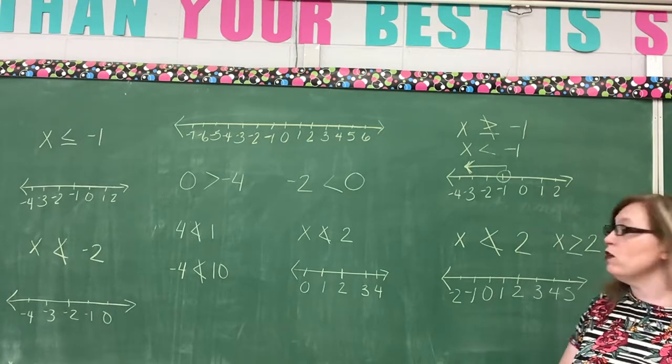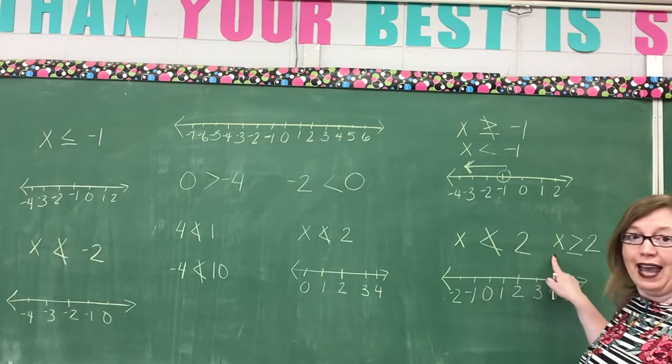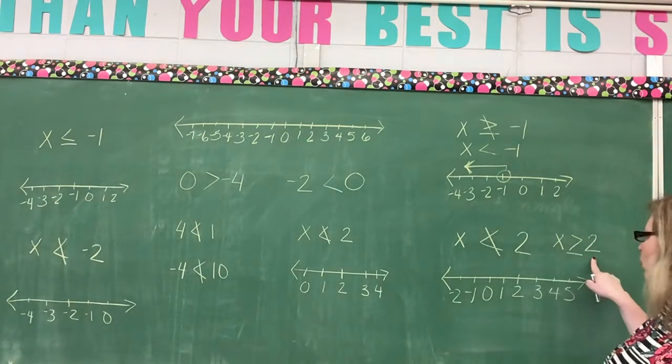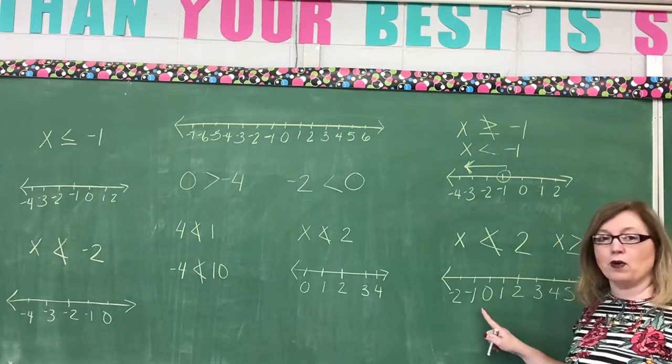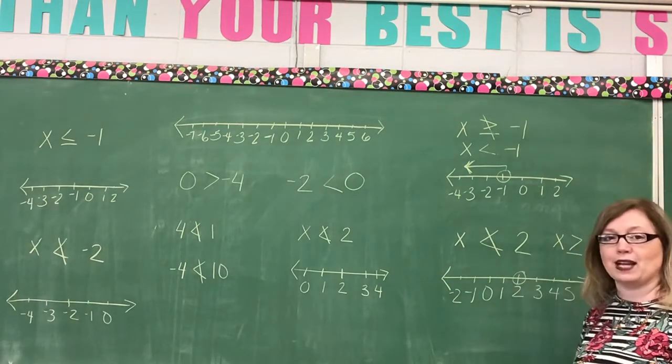It's not greater than, it says it's not less than 2. So what it means is x is greater than or equal to 2. Now we're going to go down to our number line. Find the number 2. Okay, well here it is. I'm going to circle it because that's what I said.